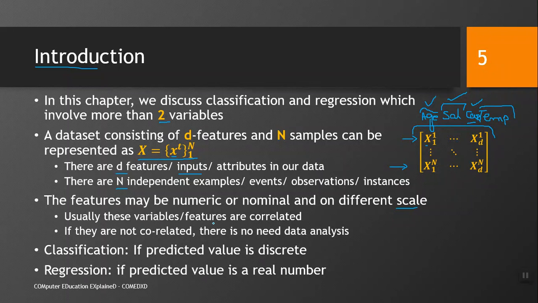Usually these variables or features are correlated. This is a very interesting point. If the features are very much correlated with each other, they contain little information. However, if there is variability or small correlation, they contain more information. If they are not correlated, there is no need for data analysis. This is another thing. If there is no correlation at all, then we do not need to have an analysis, and we cannot predict things.